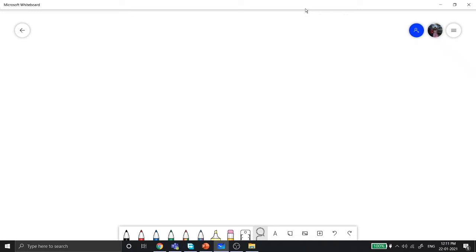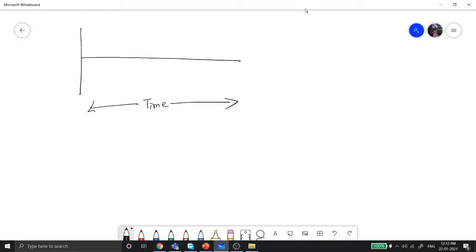So I'll draw a graph. This is a graph. This will be time. Let's say this is 1 second, this is 2 second, this is 3 second, this is 4 second, and so on. And this will be amplitude. Amplitude is the intensity of the signal or the voltage.